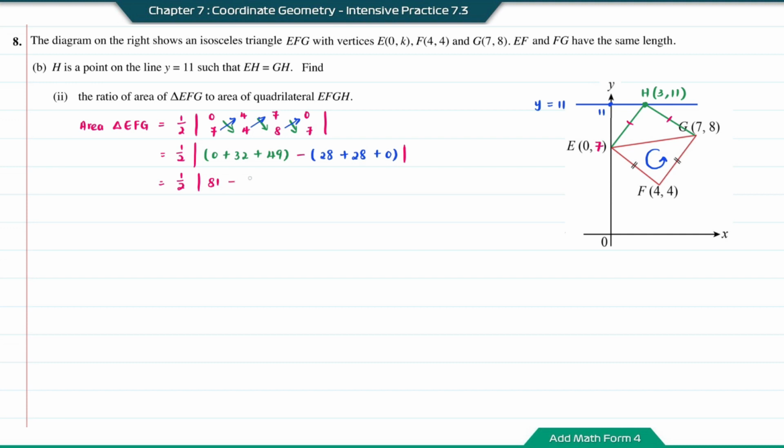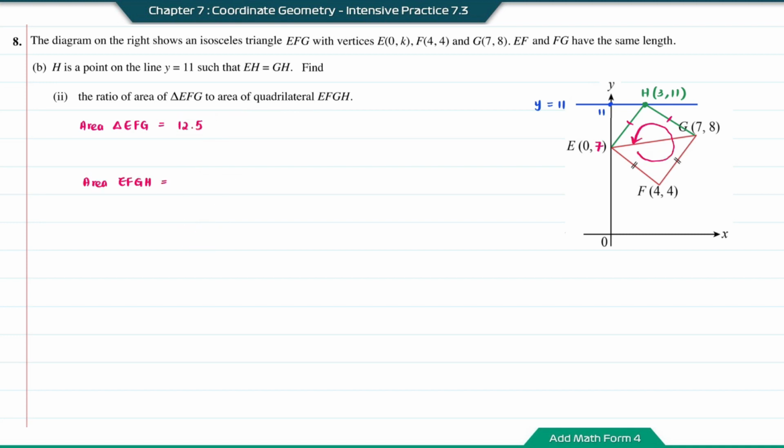Then minus the 56, the answer in the second bracket. So this is equal to 1 over 2 times 25. So the answer for the area is 12.5 unit square. Next, we're going to find the area of EFGH.